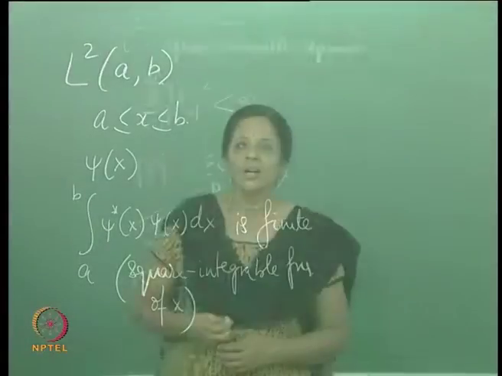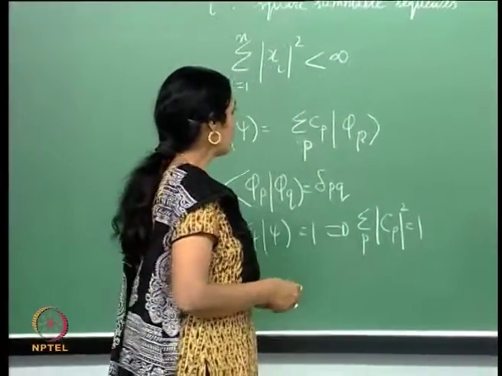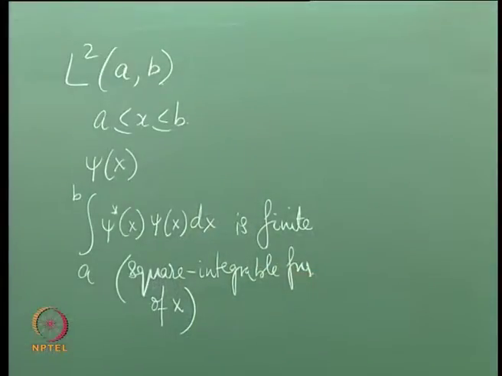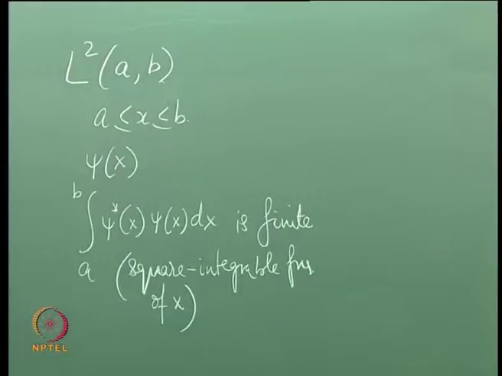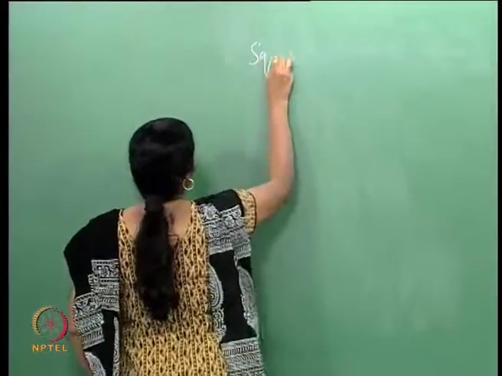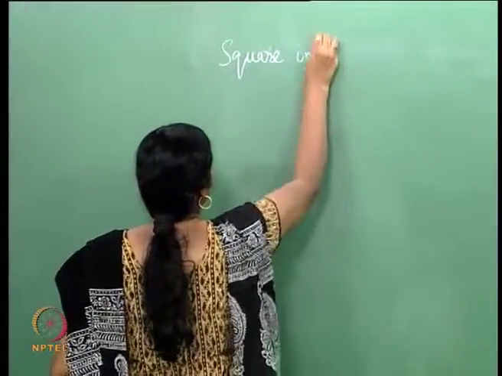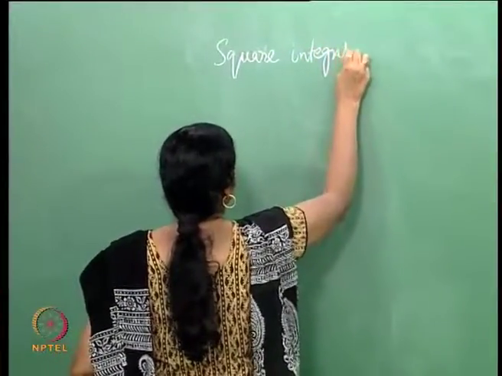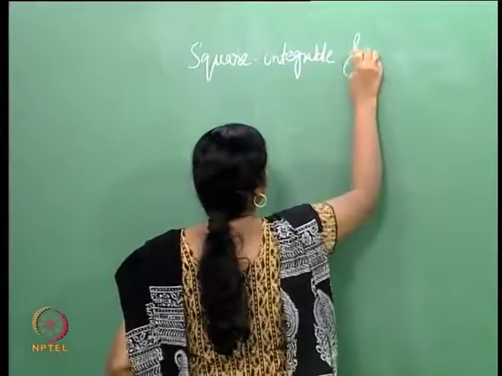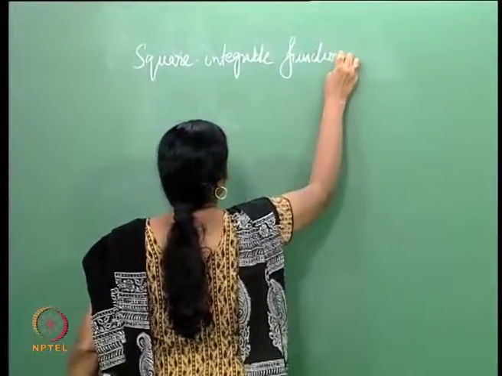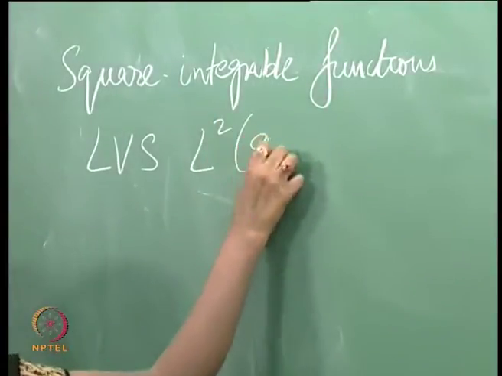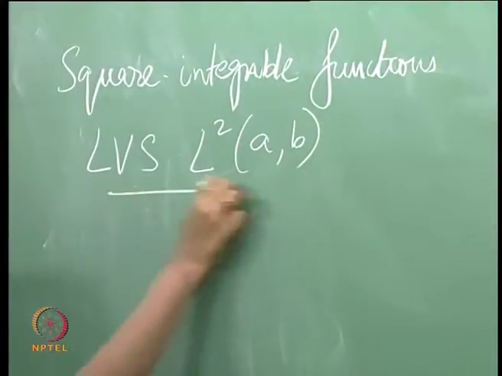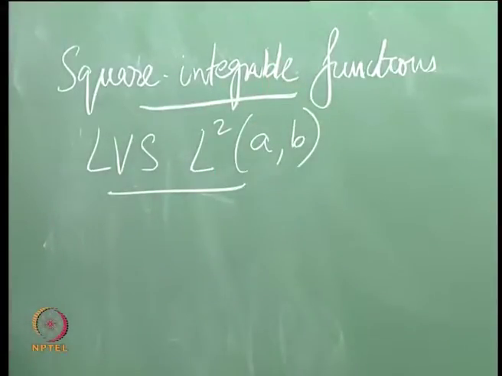So, today I will talk about certain aspects of square integrable functions of x. In other words, we will be discussing the space capital L2 of a comma b. So, square integrable functions. The linear vector space is L2 of a comma b. So, this is what we will talk about today.